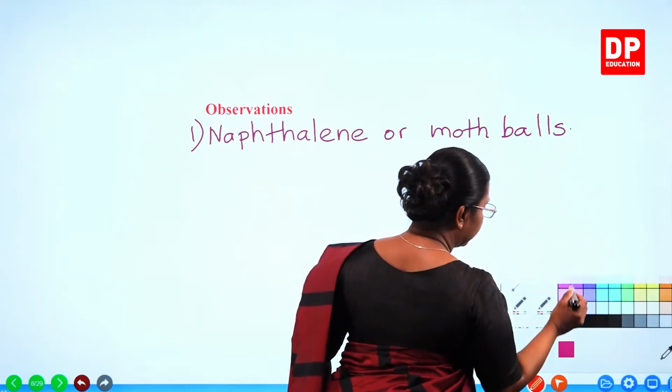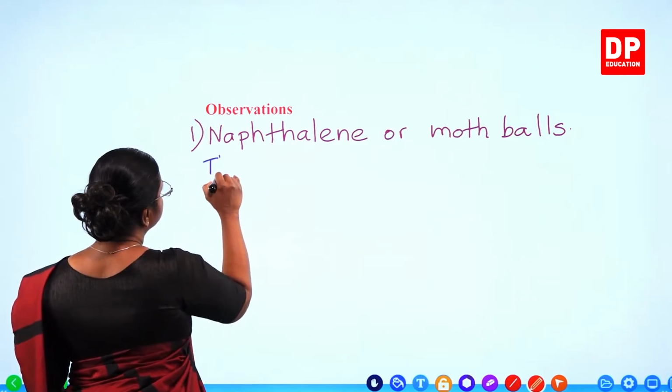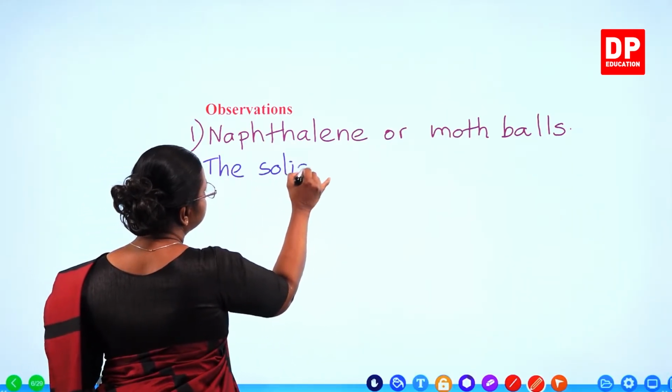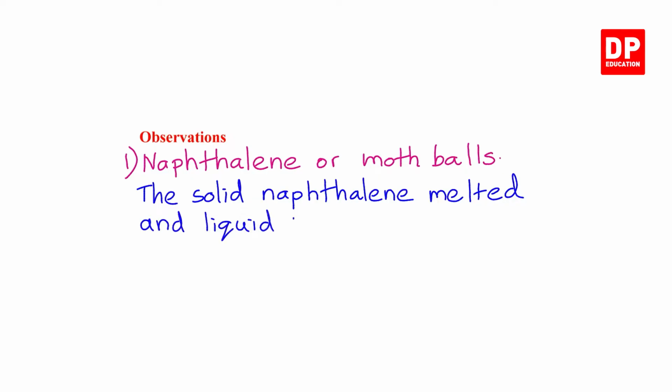That is our first activity. So you were able to see the solid naphthalene melted and liquid naphthalene was present in the spoon.